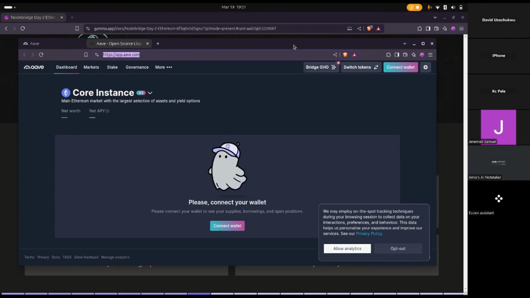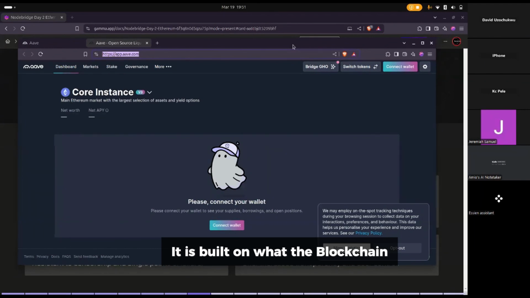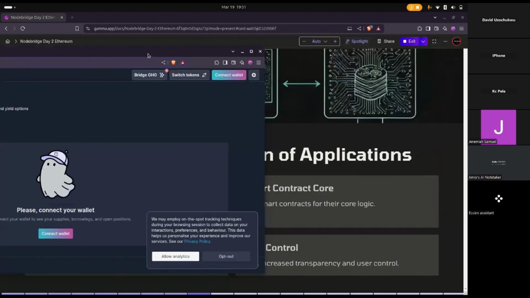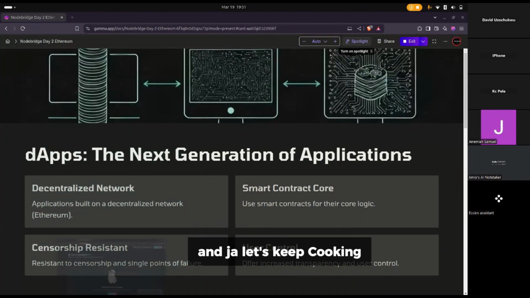So this is a dApp. It is built on what? The blockchain, and I can interact with it using what? My wallet. We'll get into that. I just wanted to show this, and yeah, let's keep cooking.